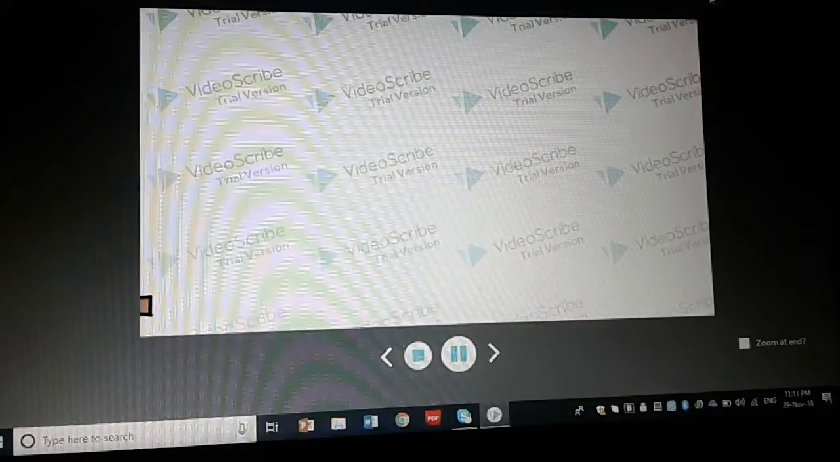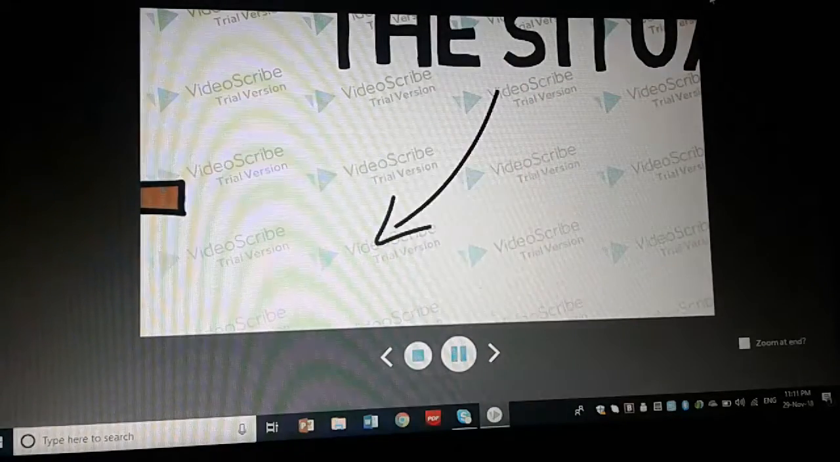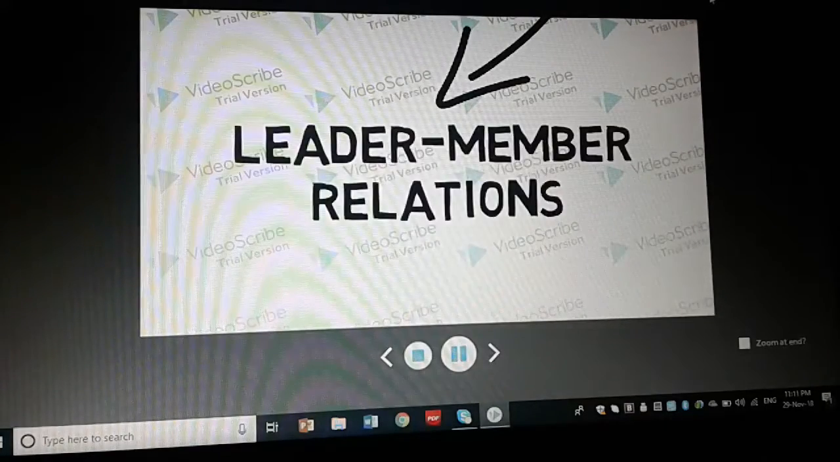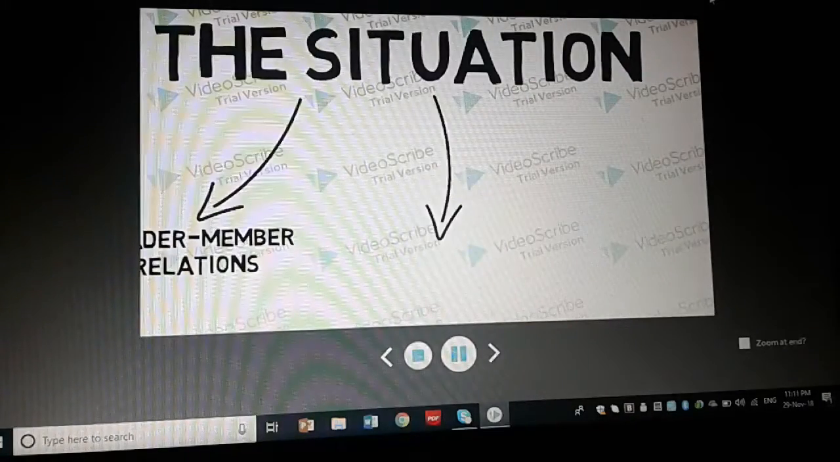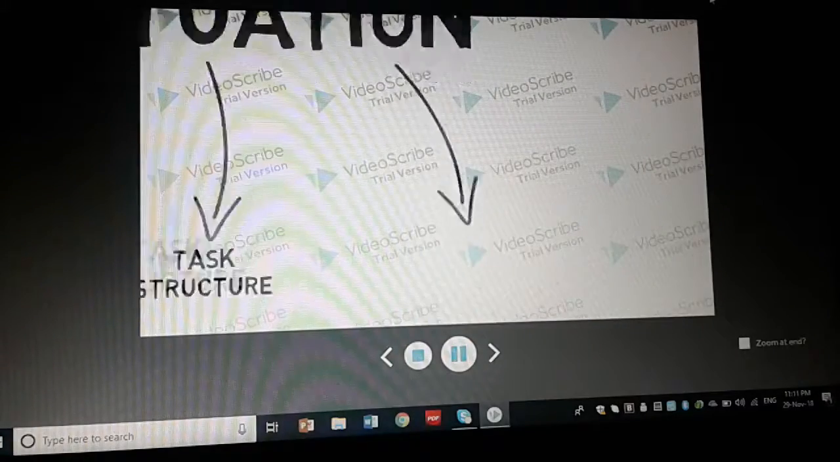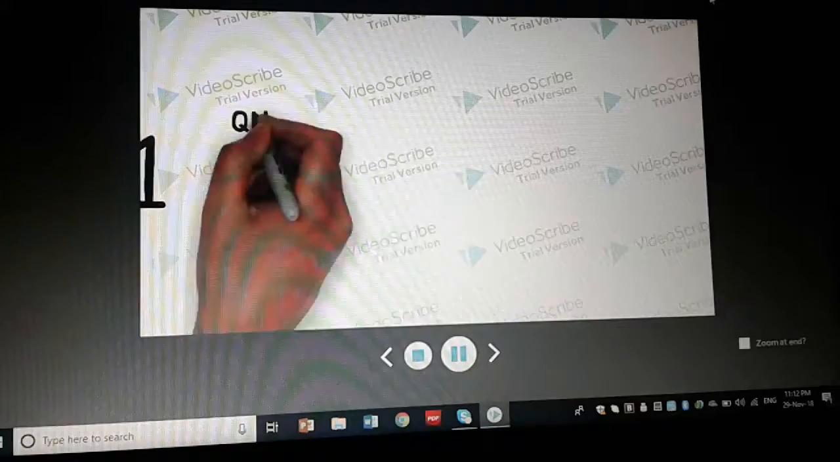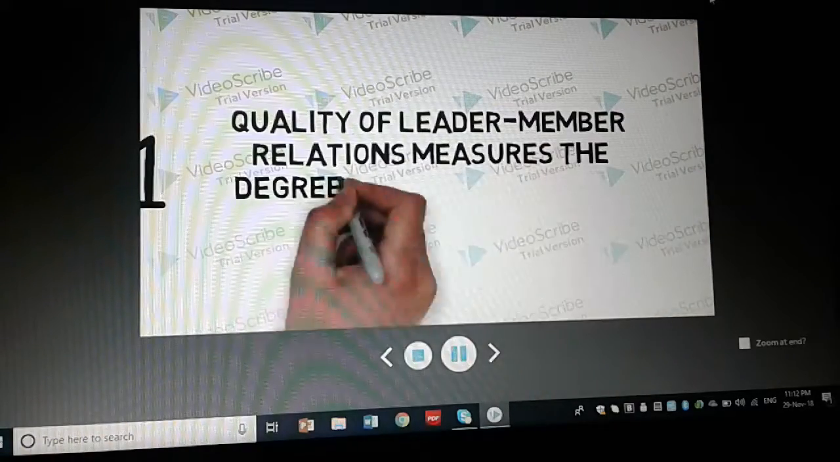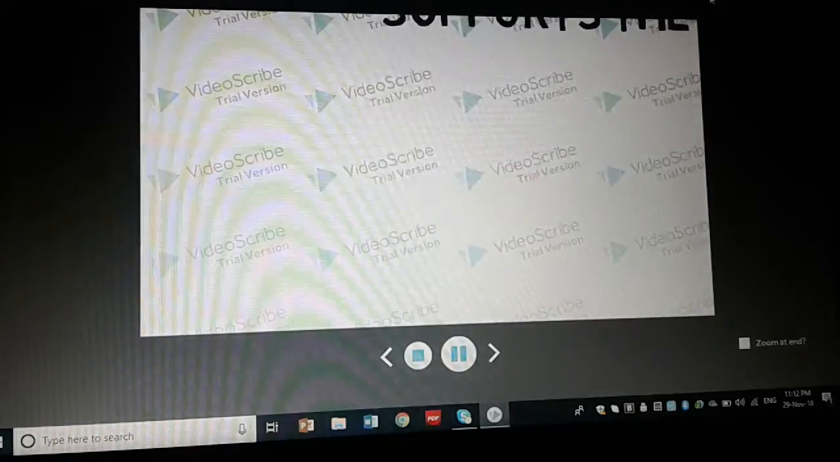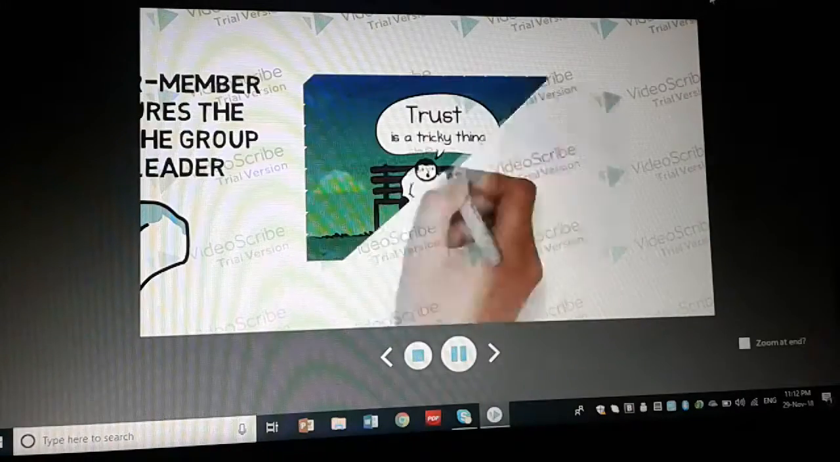The second step is to identify the situation. There are a total of 3 contingency variables that are used to diagnose situational control. These 3 include the quality of leader-member relations, the degree of task structure, and the amount of position power. The quality of leader-member relations measures the degree to which the group supports the leader. Measure between good and poor. This type of leader is trusted and has more influence with the group.